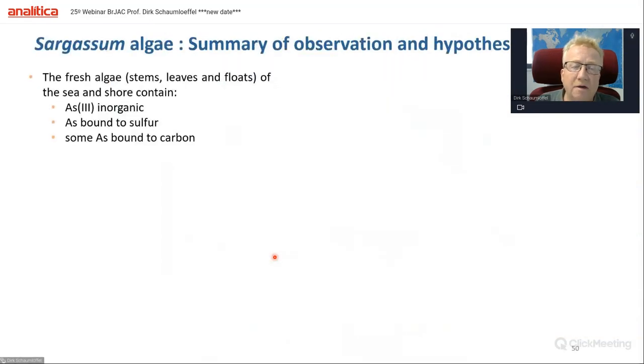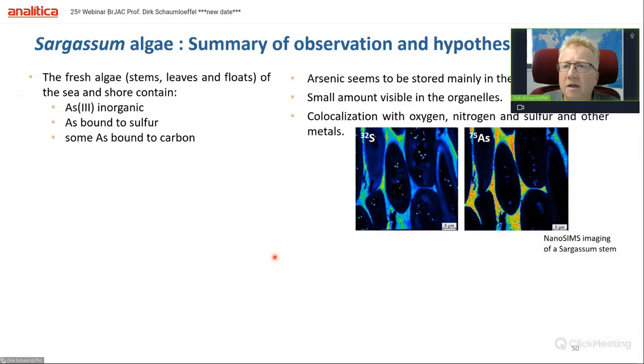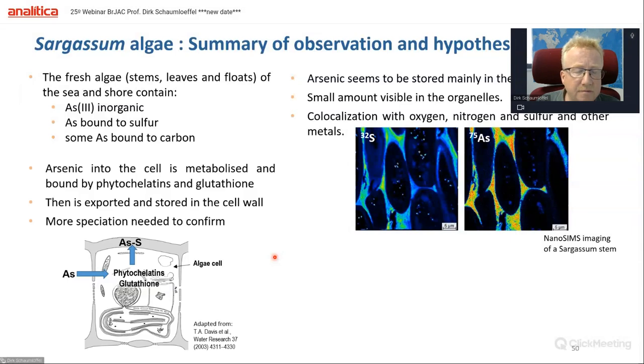So what is the summary of these observations and hypotheses? The fresh algae, stems, leaves, and float of the sea and the shore contain arsenic-3, arsenic bound to sulfur, and some arsenic bound to carbon. Arsenic seems mainly to be stored in the cell wall, with a small amount in the organelles. It's co-localized with oxygen, nitrogen, sulfur, and other metals, but mainly co-localized with sulfur, and we also found these arsenic bound to sulfur species.